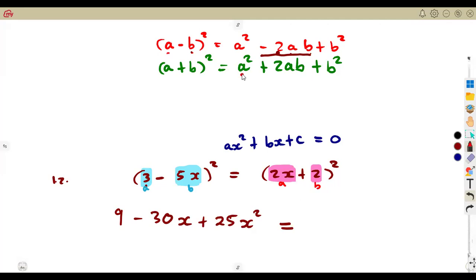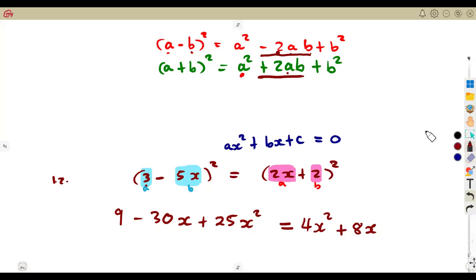So the identity states that we're going to have A squared. And what is our A? Our A is 2x. So that's 2x squared. 2 to the exponent of 2 is 4, so there we're going to have 4x squared. Everything is raised to the exponent of 2. Then we move on to plus 2ab. So that's plus 2 times A. Our A is 2x. What about our B? Our B is 2. So you multiply 2 times 2 times 2, which is 8. So it's going to give us 8x. Remember, we've got x there.